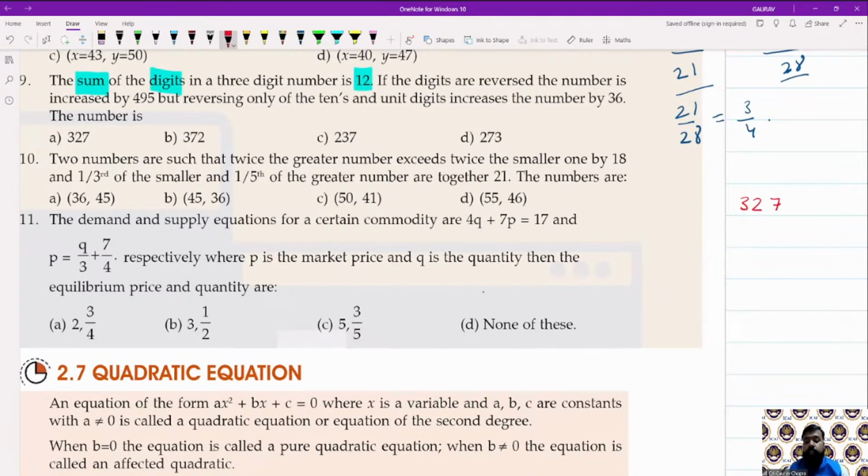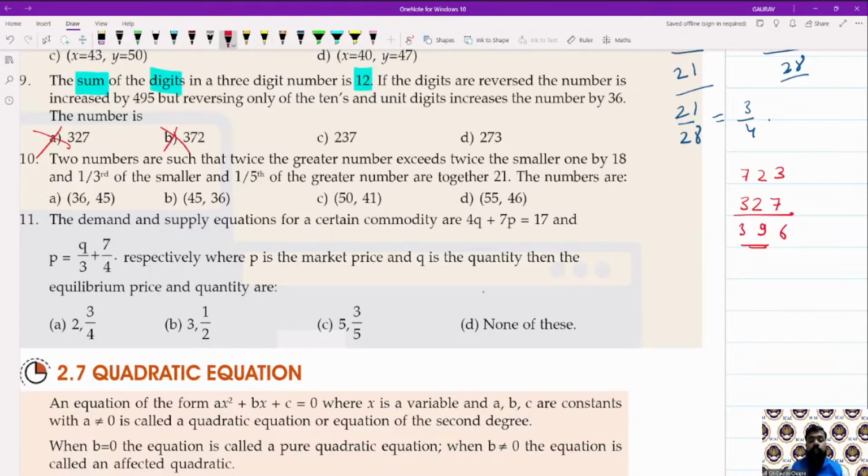327. If we reverse the digits, what will happen? 723. And now check the difference. How much is the difference? 13 minus 7 will be 6. Then it is 9. And then it will be 3. So it is a gap of 396. But the question says the gap must be 495. So option A will be incorrect. Option B can be outrightly rejected, because if we reverse, the number will decrease. So it is not following the condition.